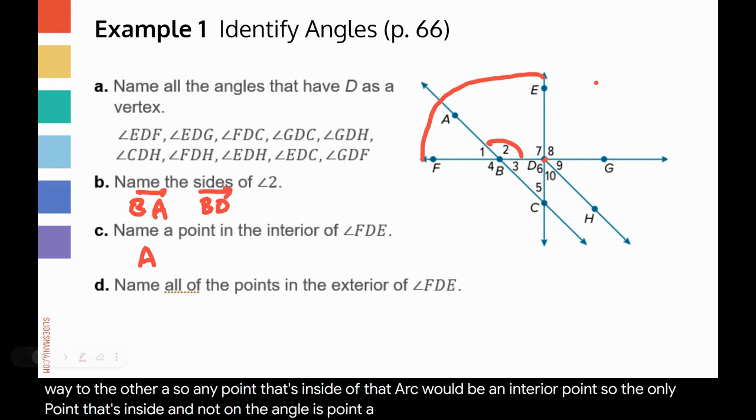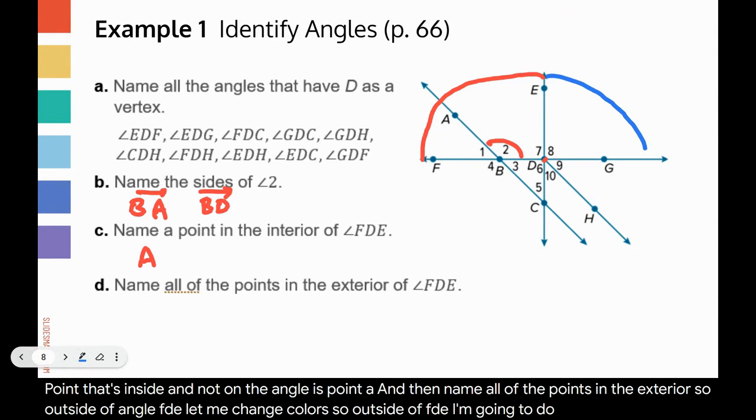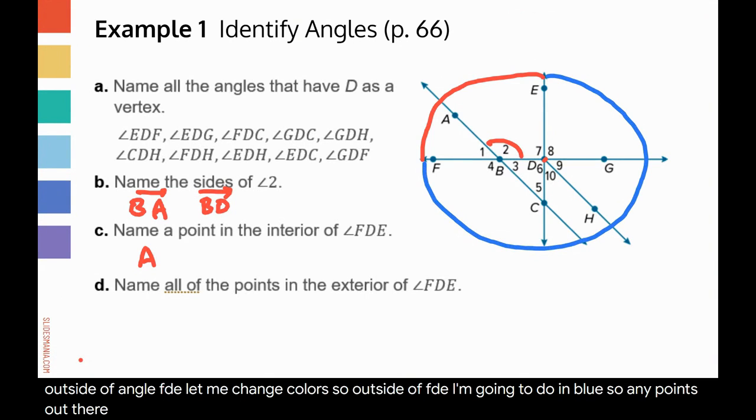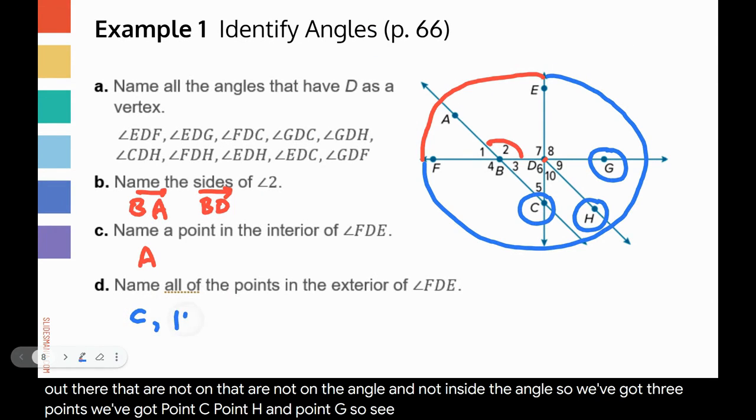And then name all of the points in the exterior. So outside of angle FDE, let me change colors. So outside of FDE, I'm going to do in blue. So any points out there that are not on the angle and not inside the angle. So we've got 3 points. We've got point C, point H, and point G. So C, H, and G.